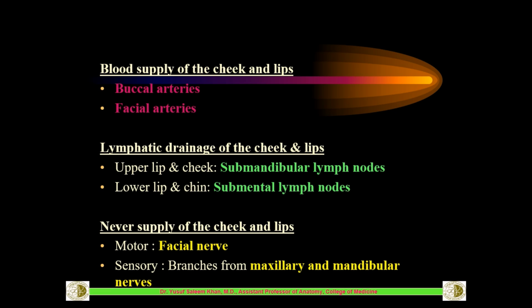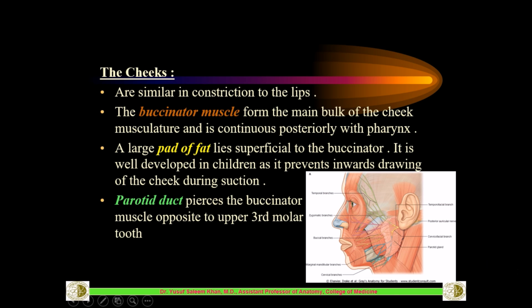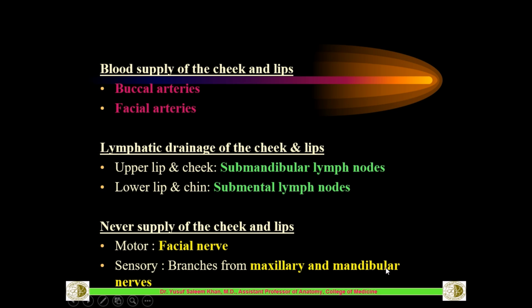Coming to the lymphatic drainage of the cheek and the lip, the upper lip will be draining into the submandibular group of lymph nodes, which will be just below the mandible here. That's why they are called submandibular. So the upper lip especially, and the cheek, will be drained into the submandibular group.